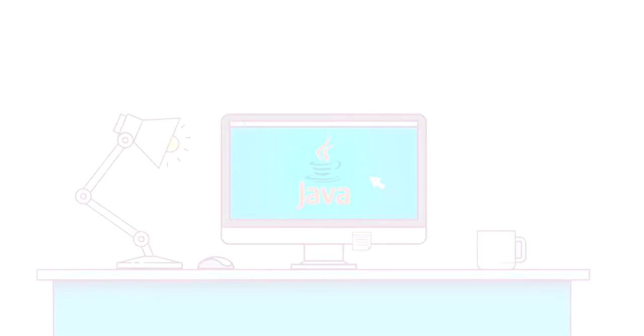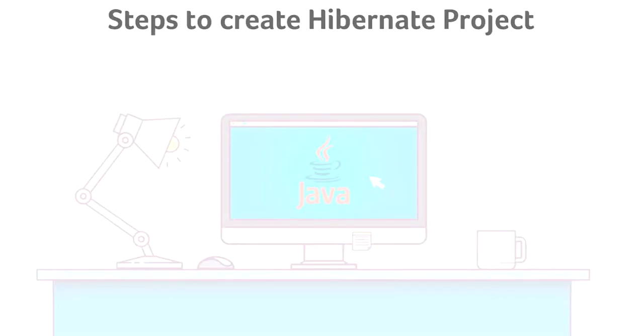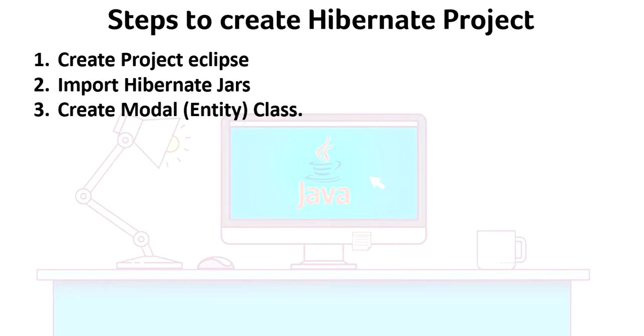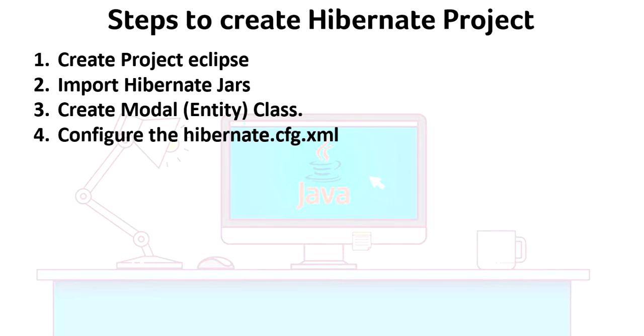As of now, from the previous video, we have gone through the steps to create a Hibernate project. First, we'll create a project in Eclipse and then import the Hibernate jars in that. And next, the created model class, entity class. So it is the student class which we have created, and we have configured the hibernate.cfg.xml, which is the Hibernate config file.